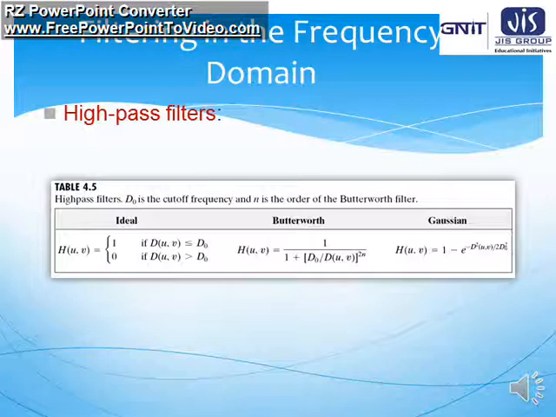This is the table for the high pass filters, where D0 is the cutoff frequency and n is the order of the Butterworth filter. The expressions for the ideal filter, Butterworth filter and Gaussian filter have all been given for the high pass filter.